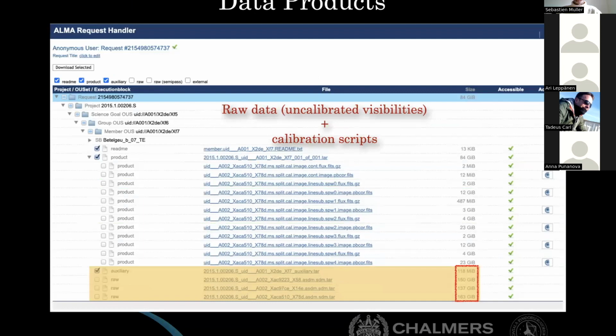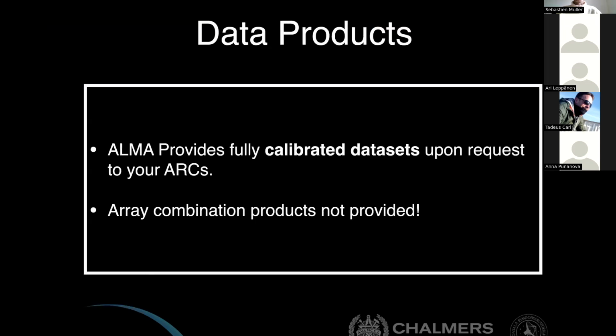Of course, there's also the raw data in the archive that you can always download. You can also download the calibration scripts, and with those scripts you can recalibrate your data, get your calibrated data, and redo images as you like and so on. Another way of doing this is contacting ESO, and they would deliver calibrated data for you if you don't want to calibrate the data yourself.